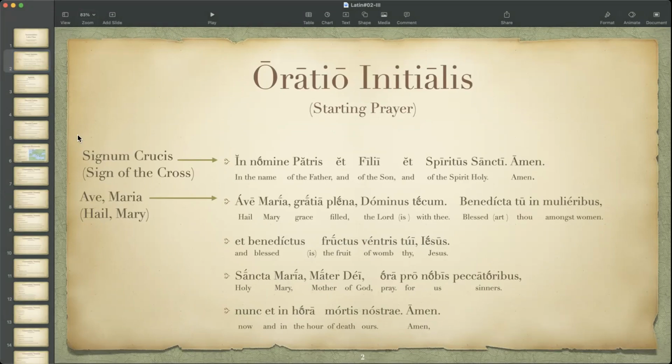Amen. Actually, does anybody have any questions about our initial prayer, out of curiosity? It's so second nature to me at this time that I just think everybody knows it. But obviously, that's not true.